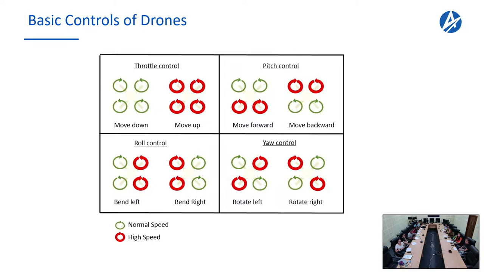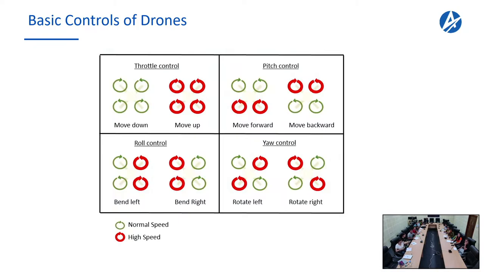If I want it to go back and pitch to the back side, these two motors will spin faster and the back ones will spin slower. Similar for roll. When we are rolling left, these two motors will spin high, these two motors will spin low. Similar for the right, these high, these two slow.